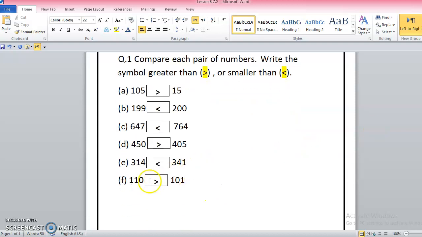And the last question, 110 versus 101. 1 on the 100 place, 1 on the 100 place, same, tens place here 1, but here 0. So 1 is greater than 0. That's why I'm saying 110 is greater than 101. So I hope you understand this, how to compare these two numbers.